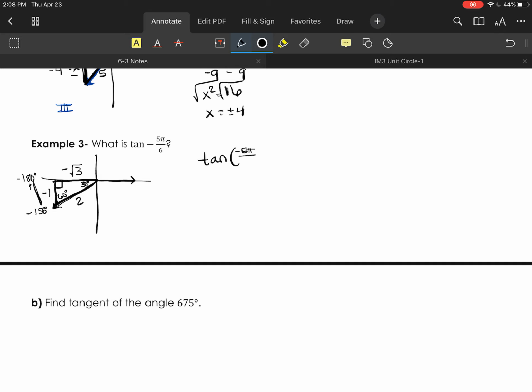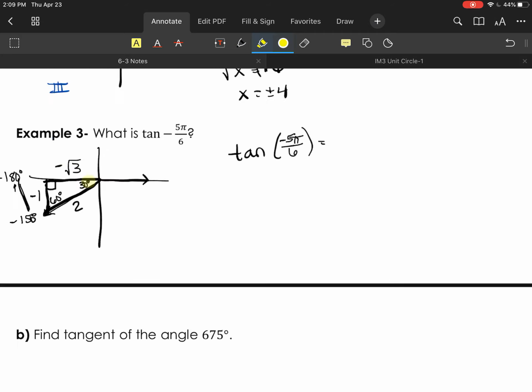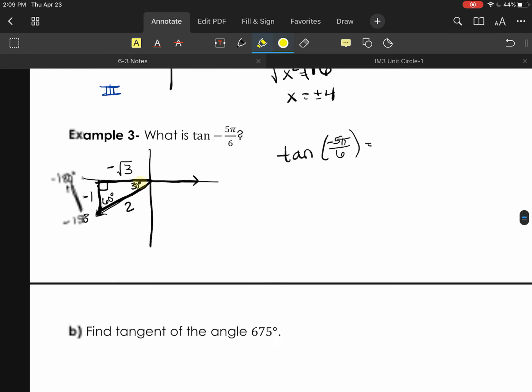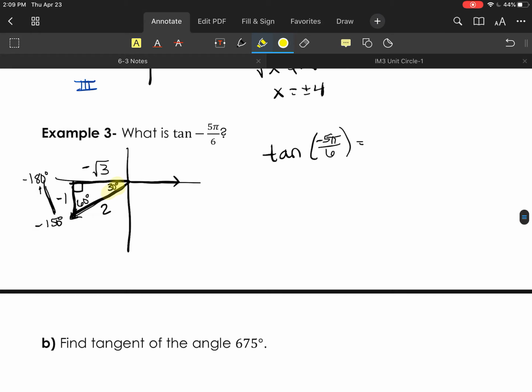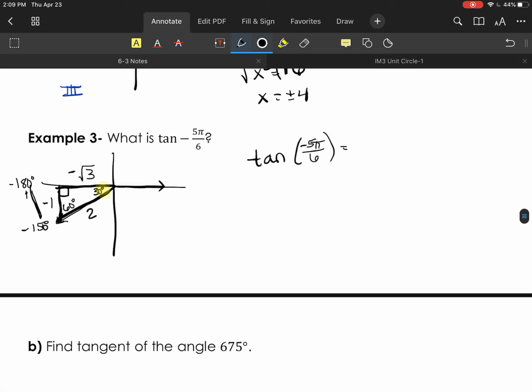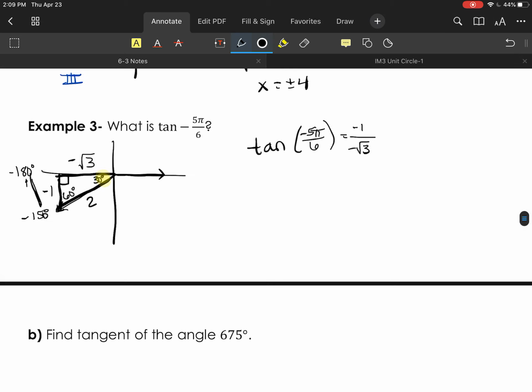So to figure out my tangent, I have tangent of negative 5 pi over 6. That 5 is real bad. Let me erase that. Negative 5 pi over 6. Okay, again, tangent is opposite over adjacent. So you're looking at this angle to figure out what your tangent is, what that ratio is. So my opposite would be negative 1. My adjacent would be negative radical 3.